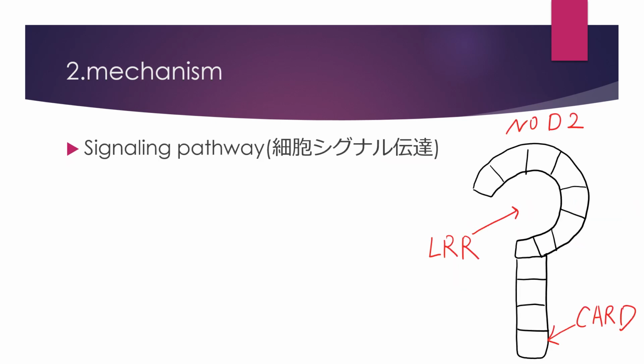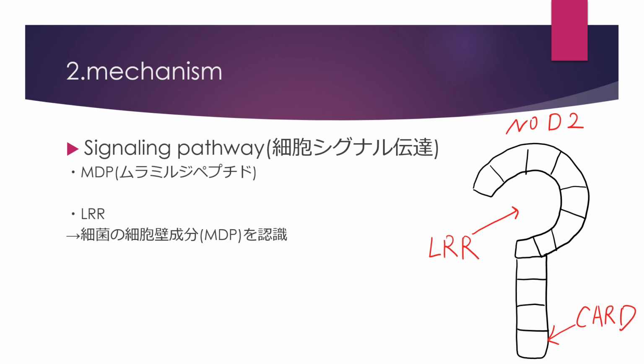Next, we explain signaling pathway. NOD2 has an LR domain and a caspase acceptance domain. NOD2 senses bacterial invasion by recognizing MDP, monomer G peptide, a degradation product derived from many bacterial peptide ligands. The caspase acceptance domain attracts signaling proteins with CAD.